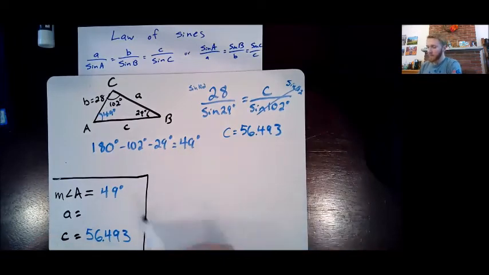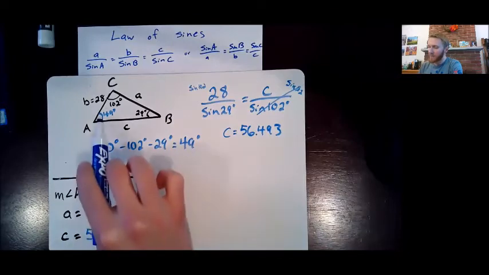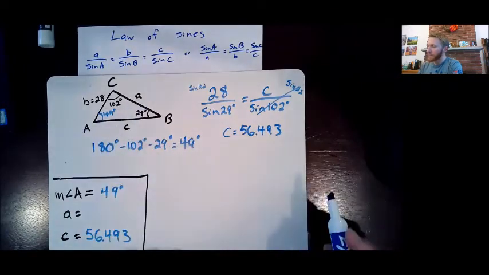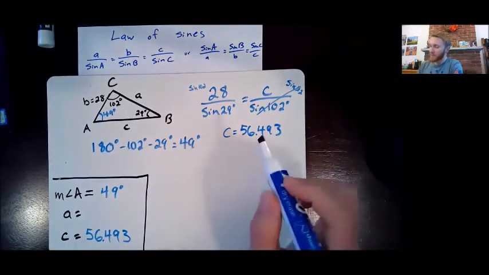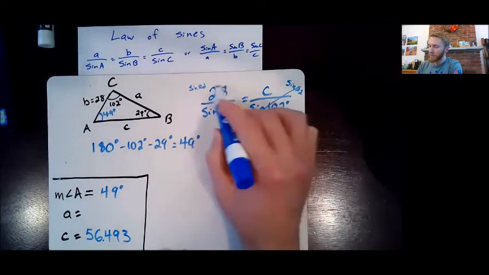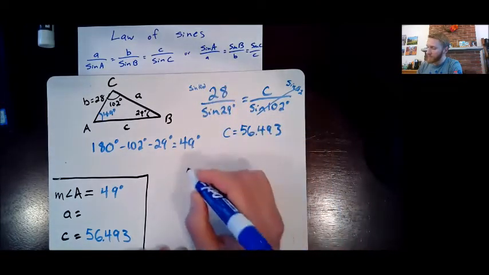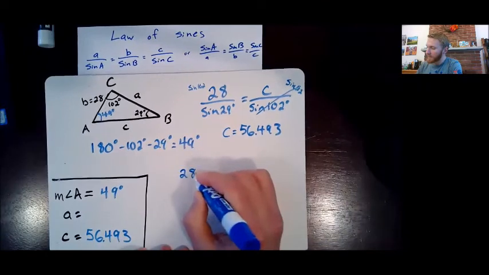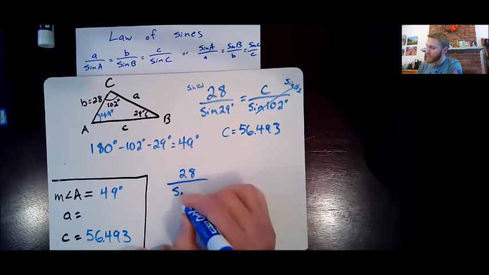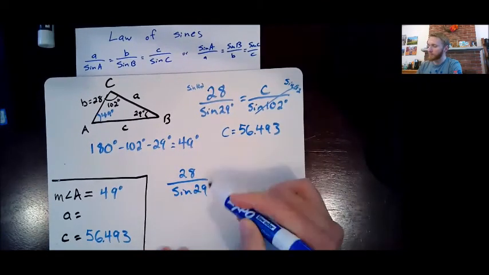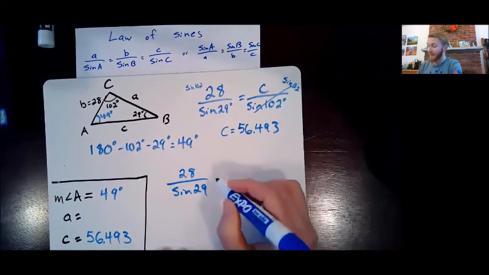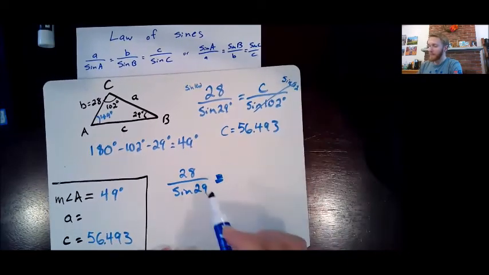Great. So I found two of my three missing things. Now my third thing I need is side A. Side A corresponds with the angle of 49 degrees. The nice thing here is I'm going to use this same ratio I used with angle and side B, so 28 over sine of 29. That's the ratio of side B to sine of angle B.